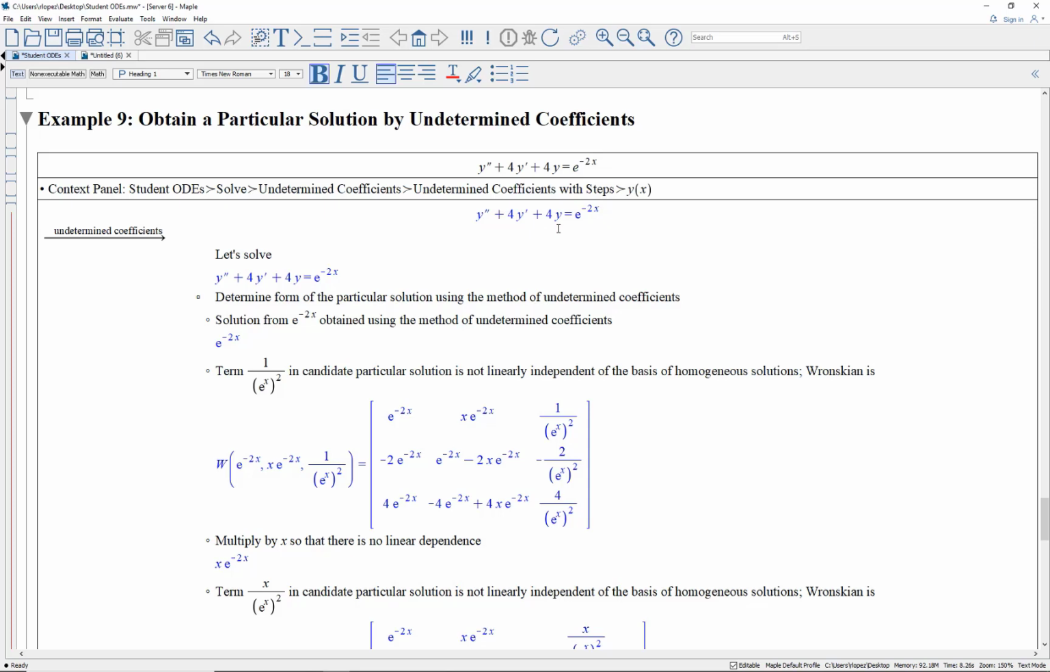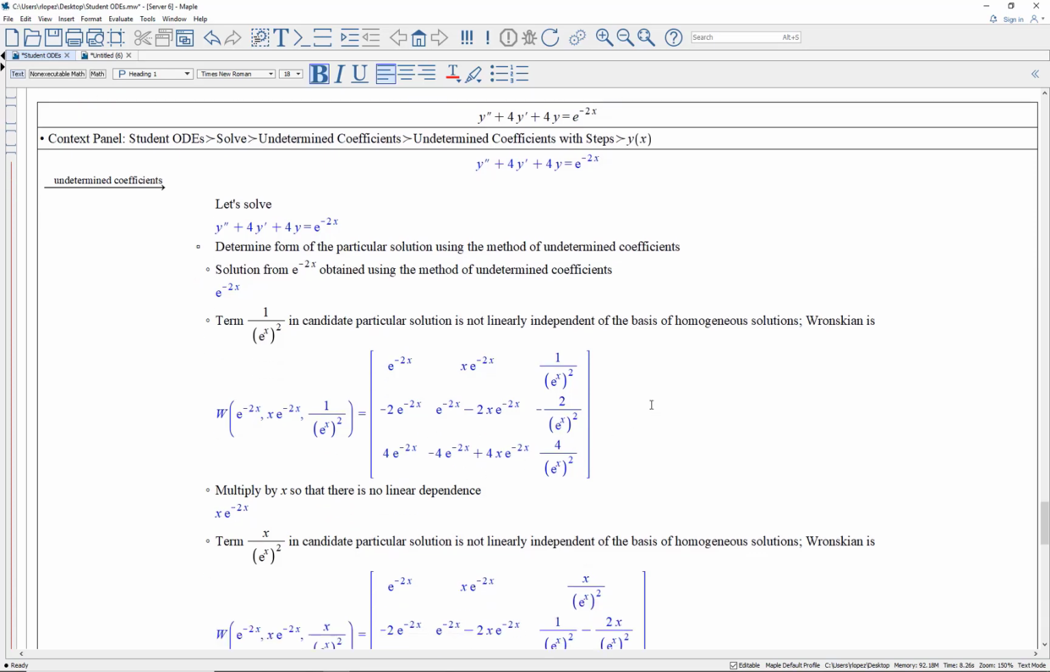plus 4m plus 4 equals 0. So the characteristic roots are going to be repeated. It's a repeat of minus 2. So Maple says one solution from the homogeneous equation is e to the minus 2x. A second one would be x e to the minus 2x. And if you take the third one in the form e to the minus 2x and compute the Wronskian, you're going to get 0. Now, it doesn't show you that it's 0. It just says not going to work.